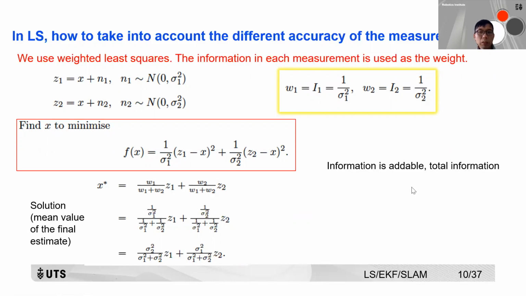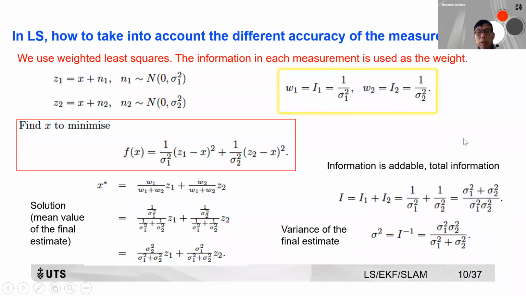Another thing is we can also calculate the total information. So we have information from one measurement, we have information from a second measurement. We can calculate the total information as simply the sum of the two pieces of information. And when we get the total information, we can also calculate the variance of the final estimate, which is the inverse of the total information. So for weighted least square, we not only get the estimated value, we also get the uncertainty of the estimate. So this is a one-dimensional weighted least square.